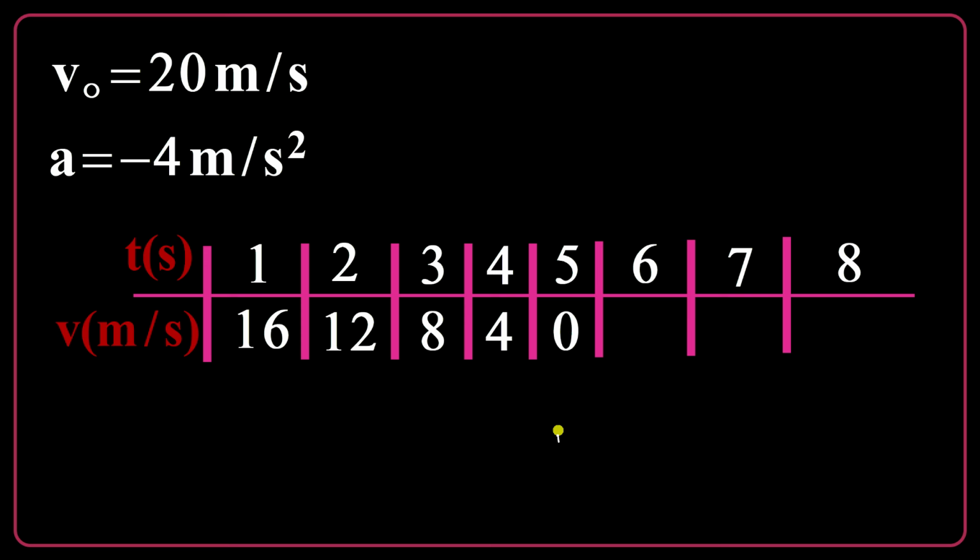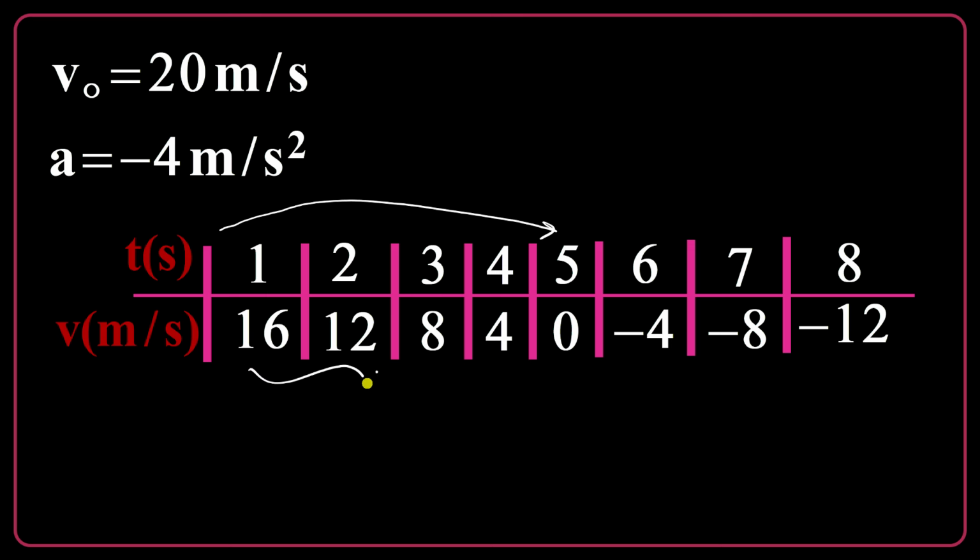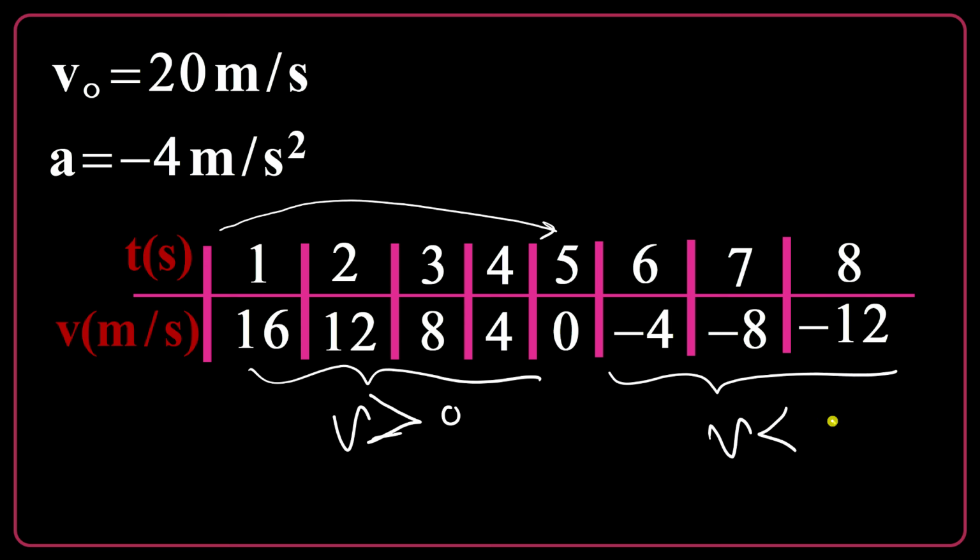Interesting. The object is stopped here. Then if I add another negative 4, the velocity will be negative 4. Another negative 4, negative 8. Another negative 4 is added to negative 8 and you will get negative 12. It is very interesting. So it changed direction of motion. From t equals 0 to t equals 5, the object has positive velocity. The velocity is positive. And after that, the velocity is negative. Change the direction of motion.